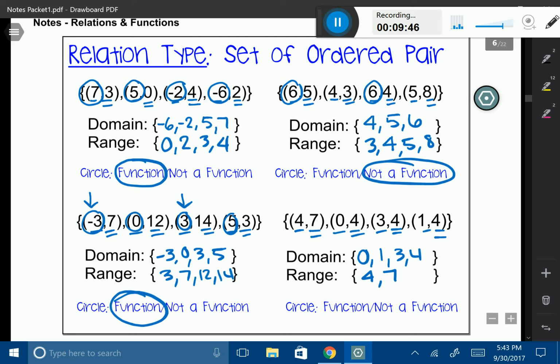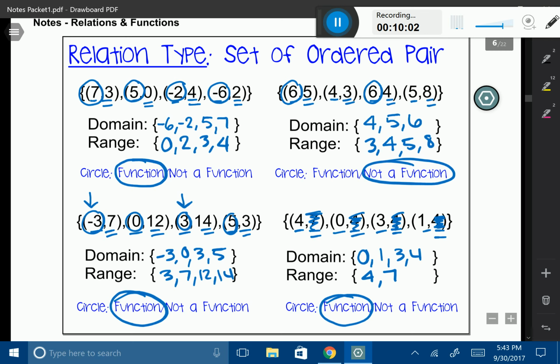All right, now, is this a function? Now, again, you can see that my y values repeat. But remember, we're not looking at the y values at all. We're only looking at the x values to determine if it's a function. And since they don't repeat at all, this is an example of a function.